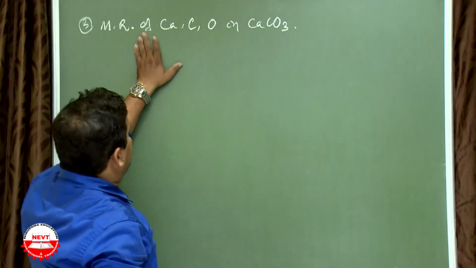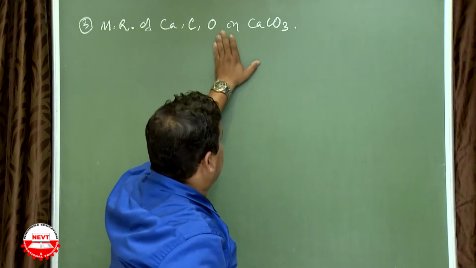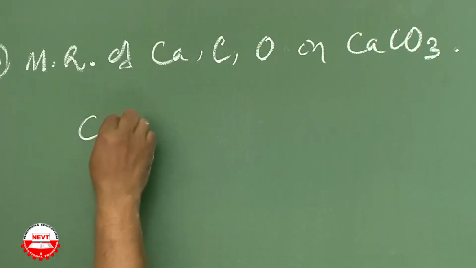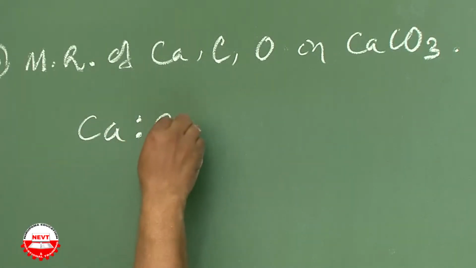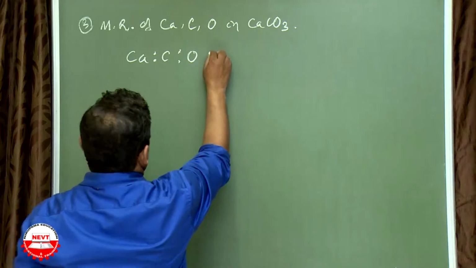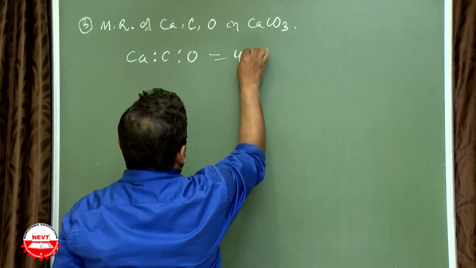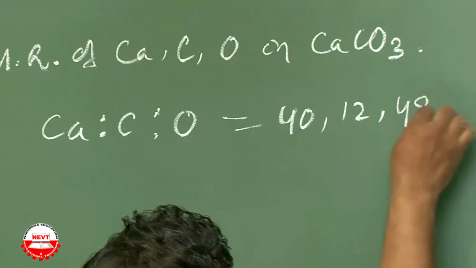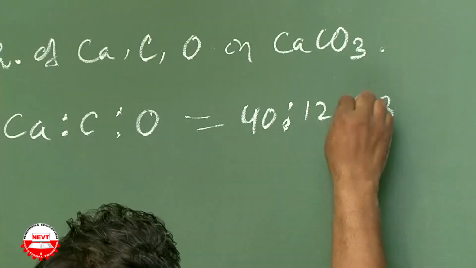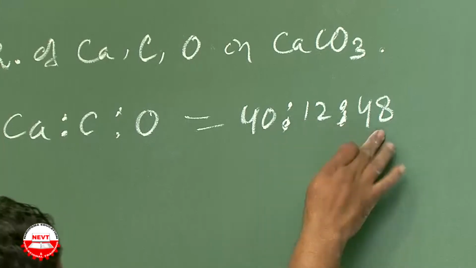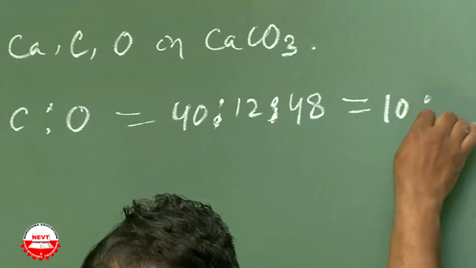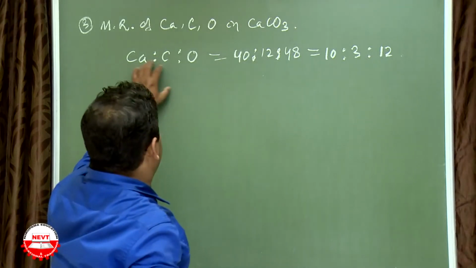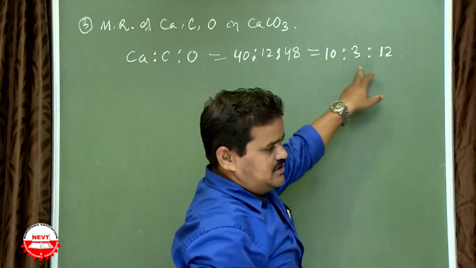Question number 3: find the mass ratio of calcium, carbon and oxygen in calcium carbonate. Here, 3 elements are there: calcium, carbon and oxygen, whose masses are: calcium has mass 40, carbon has mass 12, oxygen has mass 16 into 3, 48. Okay, so now if you cut this by 4, it will be 10 is to 3 is to 12. So the mass ratio of calcium, carbon and oxygen is 10 is to 3 is to 12.